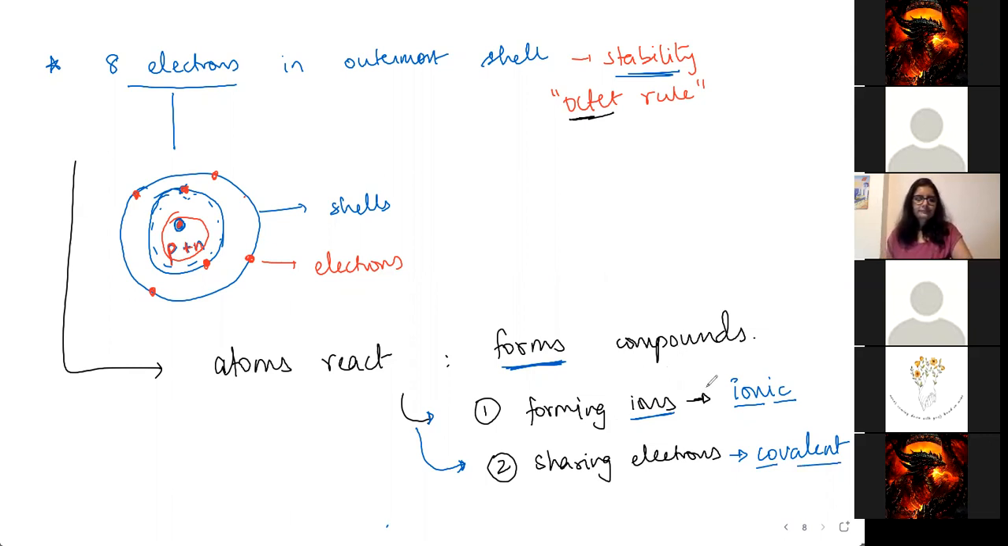So what if someone asks how many electrons in M shell? Then what do you have to write? 18 or 8? If it's just asked what is the maximum capacity of electrons in the third shell, then it is 18. But if they specifically ask how many electrons in M shell of calcium, then you have to write 8, because calcium only has 8 electrons in reality. Okay.